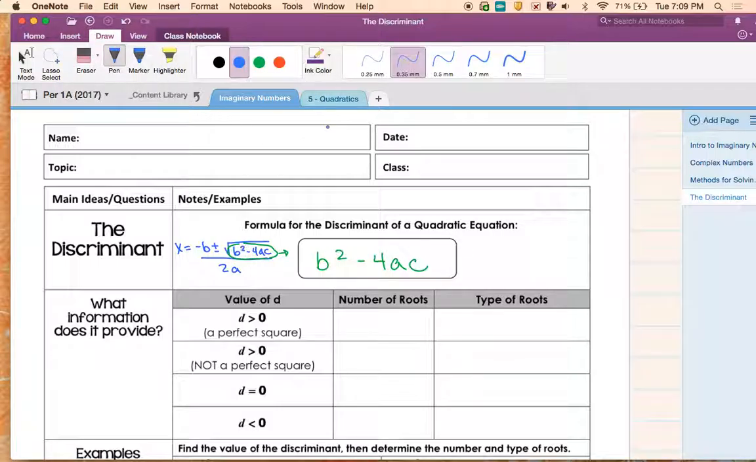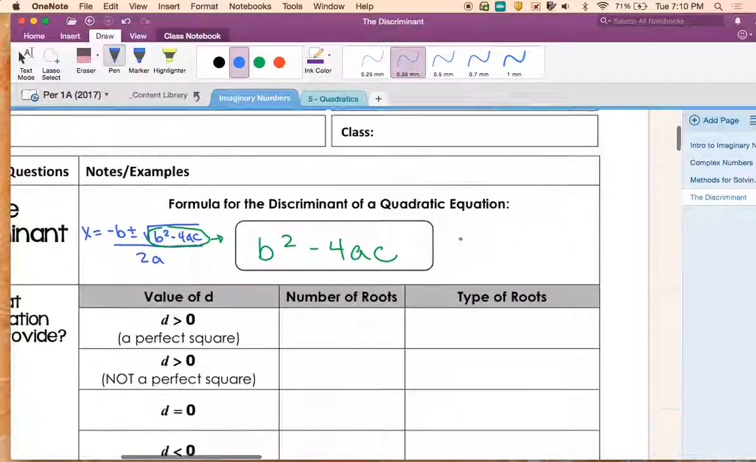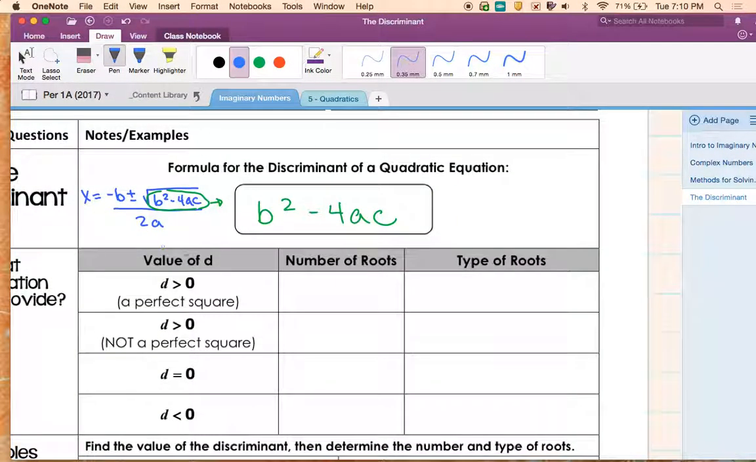That means I'll know if it has real, imaginary, or if it's going to be a fraction or have a radical type answer, and radical is using the square root. The discriminant will tell me all of that. Okay? So let's go down here. So go ahead and write that.